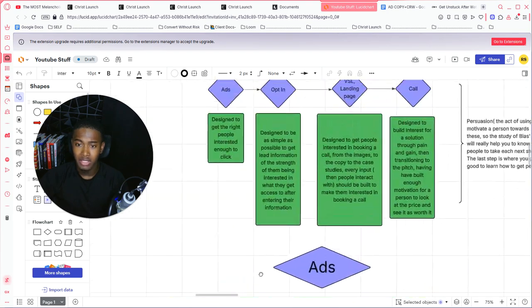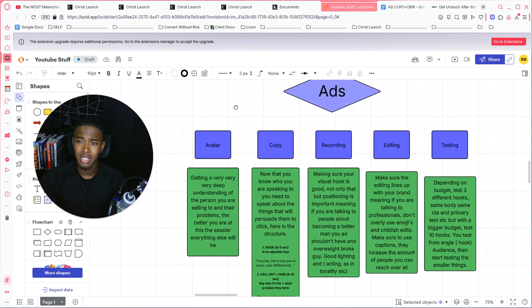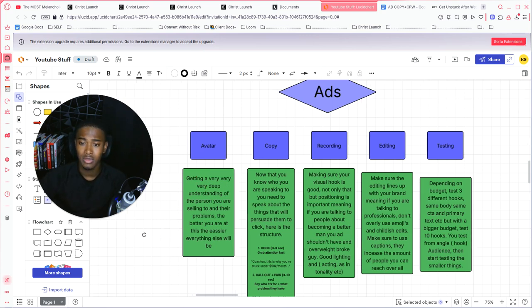Now let's talk about ads. I'm going to break down each and every one of these one by one. Ads. How do you make good ads based off of this first principles advertising system? First, you get very, very deep on your avatar, the person whose problems you're solving. The better you are at this, the easier everything else will be.